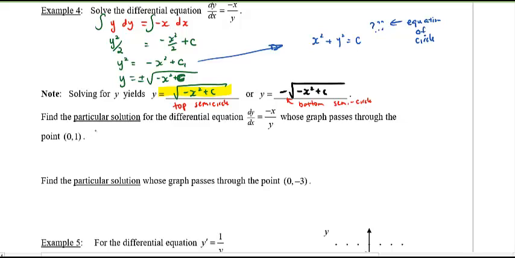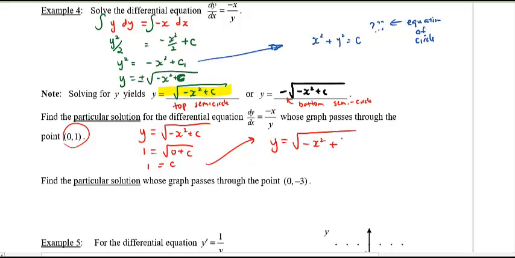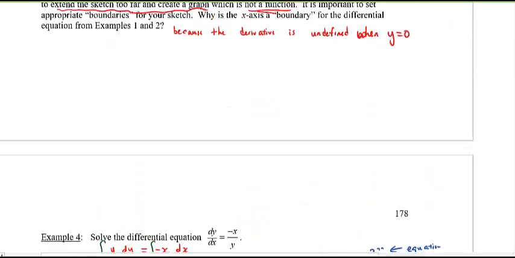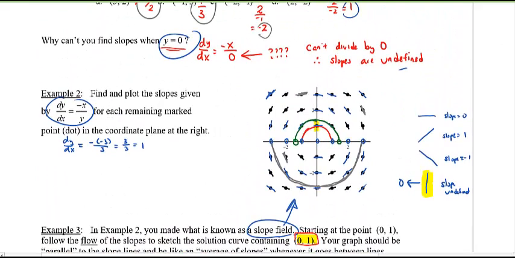So now if I ask you to find the particular solution for the differential equation, that graph that goes through the point 0, 1, we know this is part of the top half of the semicircle, so I'm going to use the equation from the top half, the square root of negative x squared plus c. I'm going to plug it in now, and notice I can solve for c. Oh yeah, c equals 1, and we have here y equals the square root of negative x squared plus 1. And that does definitely match up with the equation in red, right? This is a semicircle with radius 1.